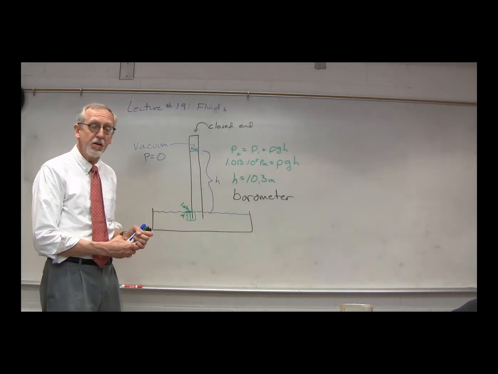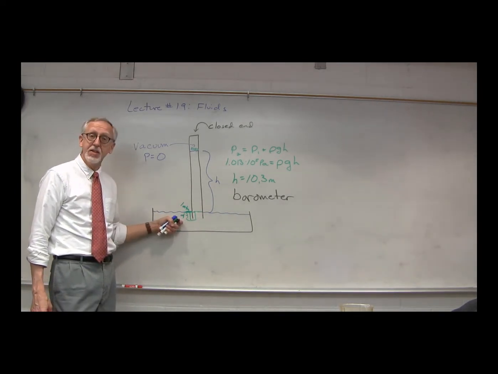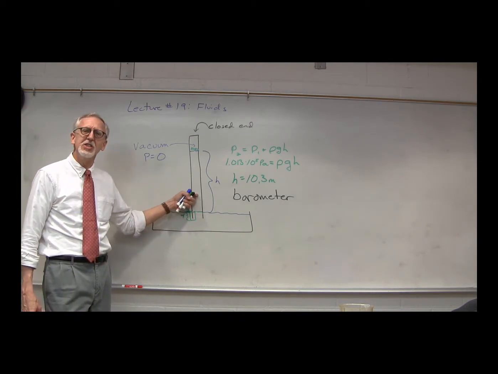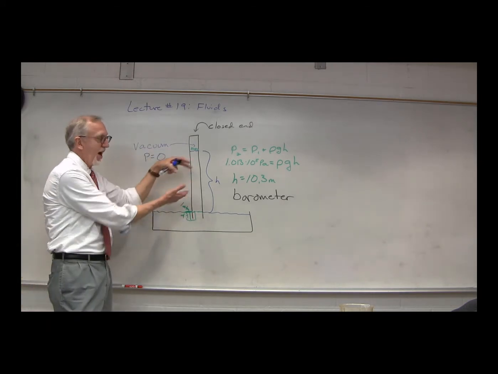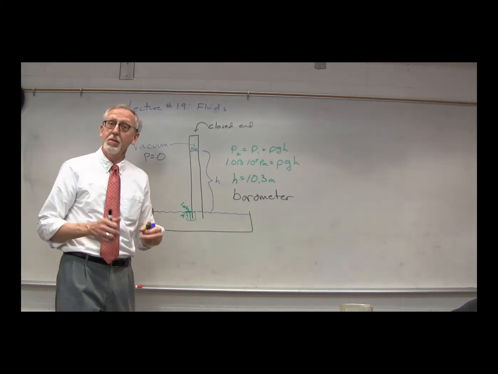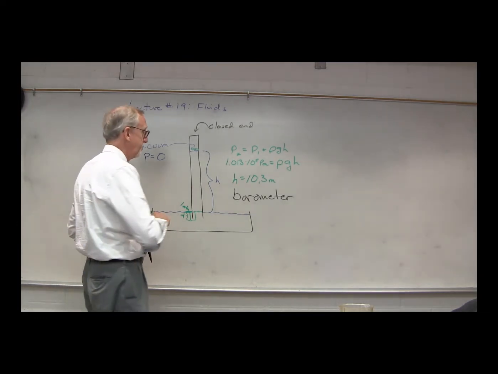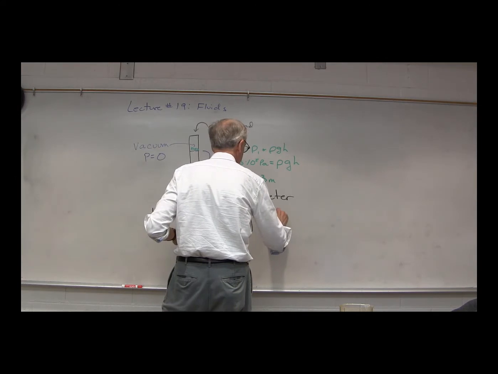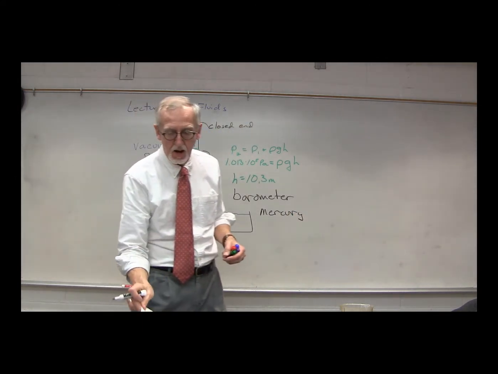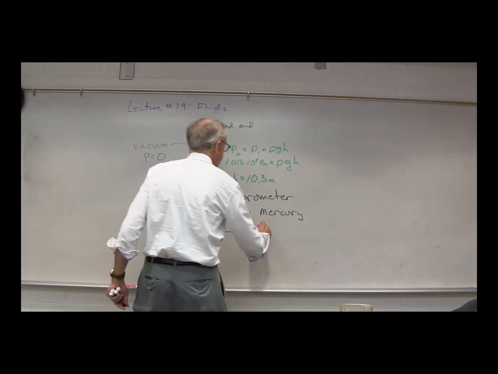Well, a couple ways of getting around that is to use a fluid that does not freeze at 32 degrees, but can go much lower. And also something that's much denser than water. We wouldn't have to have such a tall barometer. Well, a great possibility would be, well, this has got its own problems, but what was often used was mercury. Now, mercury has a density of 13,600.